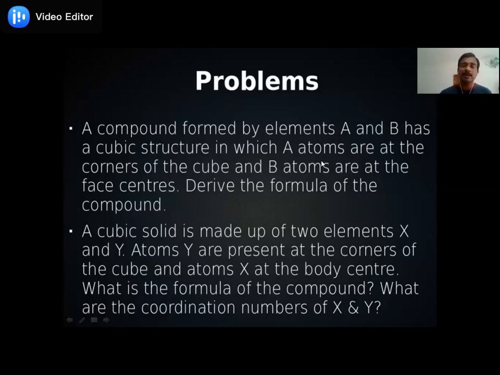So from the question it is very clear, it is a face-centered cubic crystal in which A atoms are at the corners and B atoms are at the face centers. What will be the formula? What is the total contribution from corner? 1. So how many A atoms will be present? Only 1. But B atoms are at the face centers. What is the total contribution from face center? 3. 6 into half equal to 3. So number of B atoms 3. So what will be the formula? AB3.